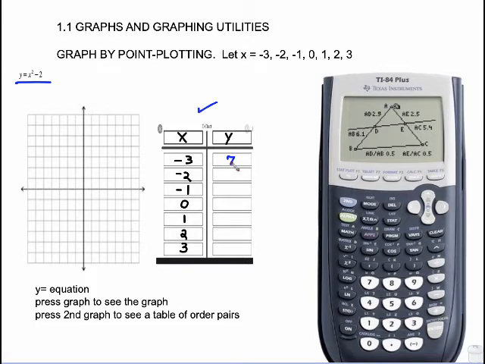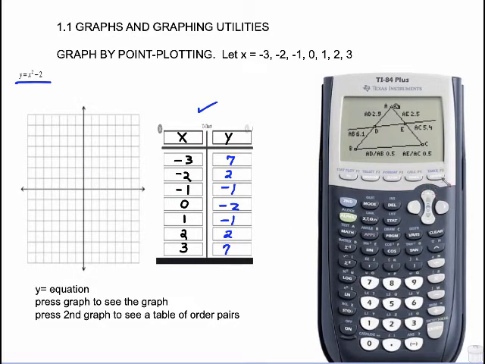This would be 7, this is 2, -1, -2, -1, 2, and 7. Now to get a picture on your paper, you're going to plot these points.